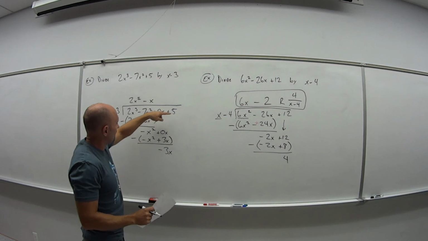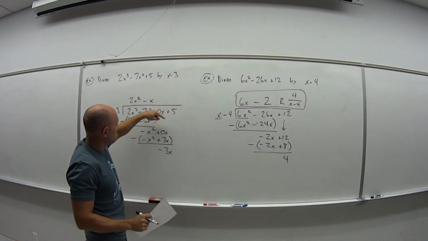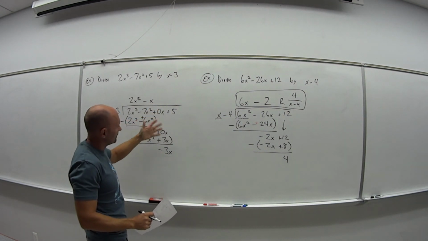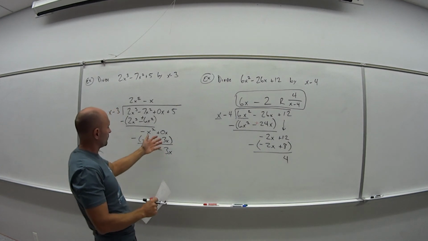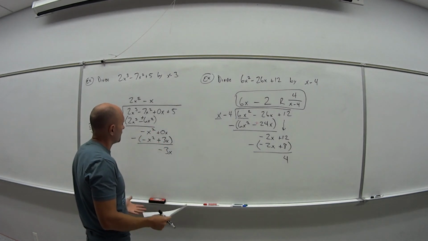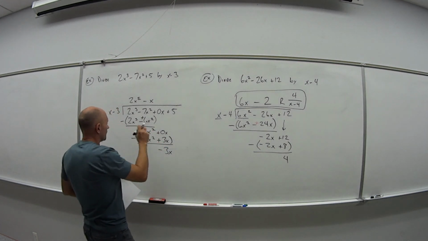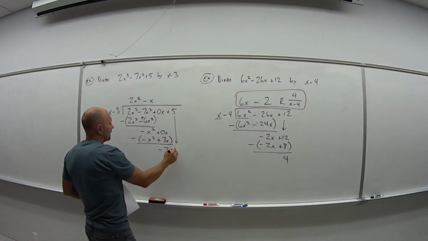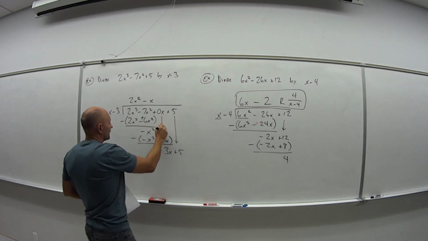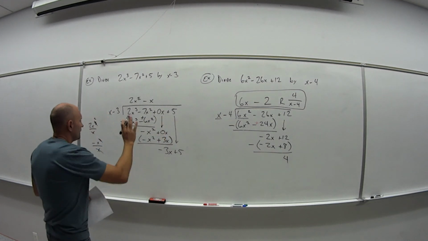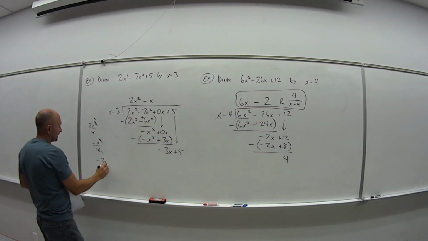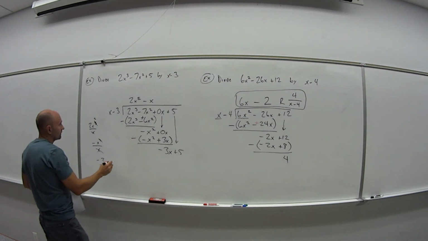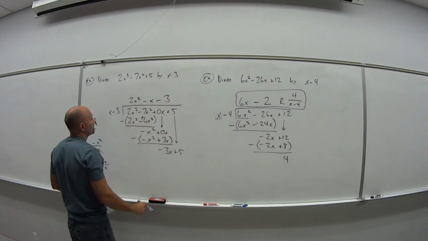Otherwise, if I didn't put that placeholder in, and I would have brought down the 5 here, I would have started getting issues because it's like, wait, there's nothing to subtract this 3x from, what do I do? So as long as I have that placeholder, I'm okay. I get negative 3x. Now bring down the plus 5. The 0x came down there. So lastly, negative 3x divided by x. The x's cancel. I get minus 3.